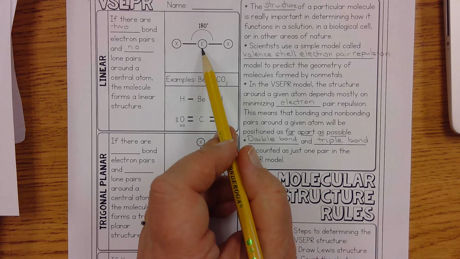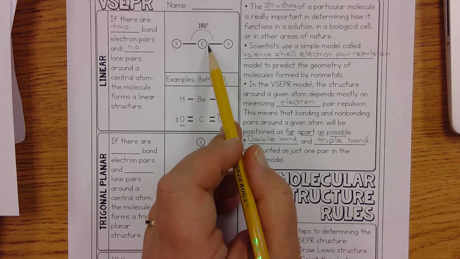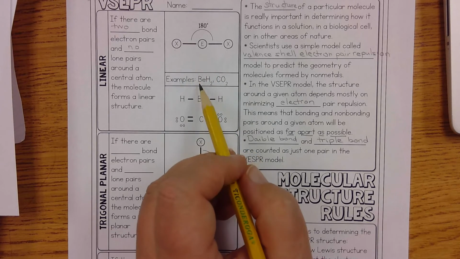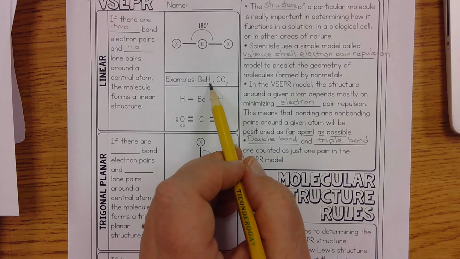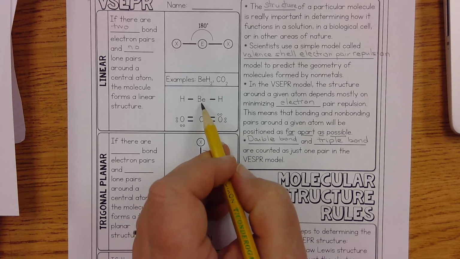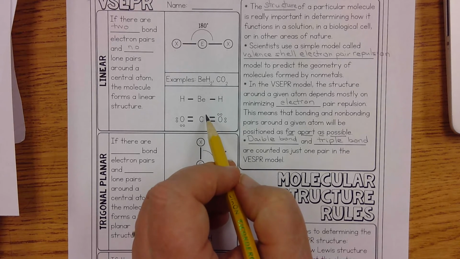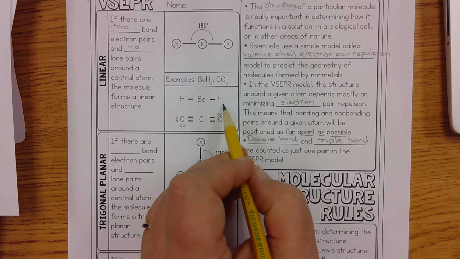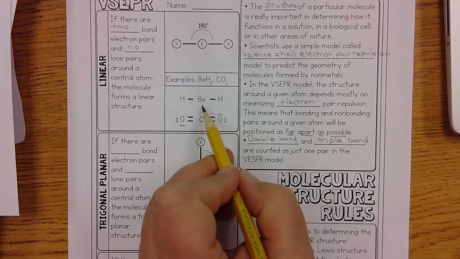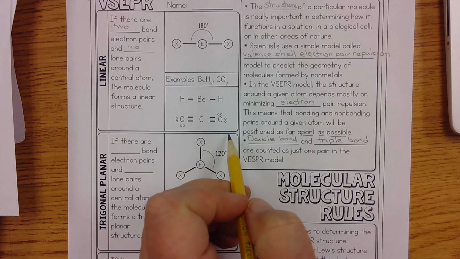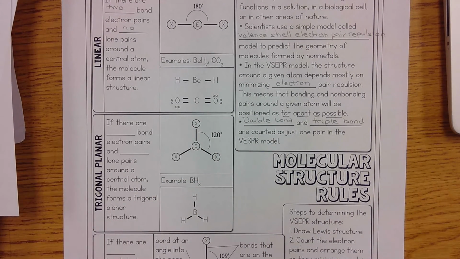Basically, you have the central atom, and then there are two things bonded to it, and no lone pairs on the central atom. So our examples are BeH2, beryllium hydride, and carbon dioxide. So you have beryllium, Be, which has two valence electrons, and hydrogens, which each have one valence electron. So we get a bond, a bond. There's no lone pairs, nothing left over. It's linear in shape.